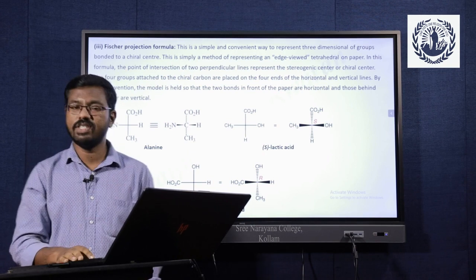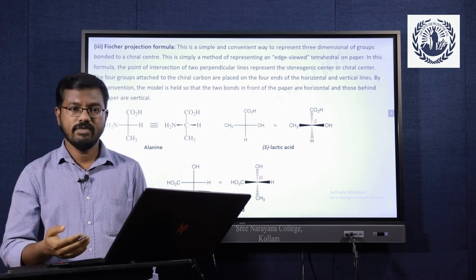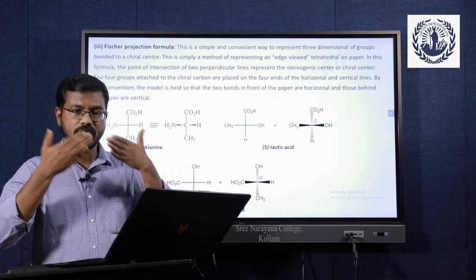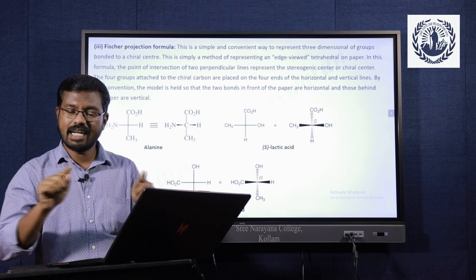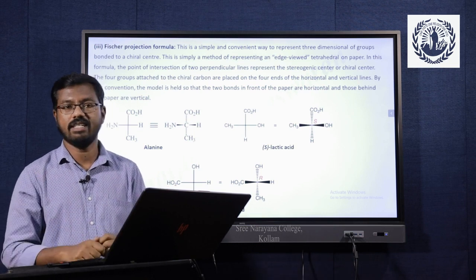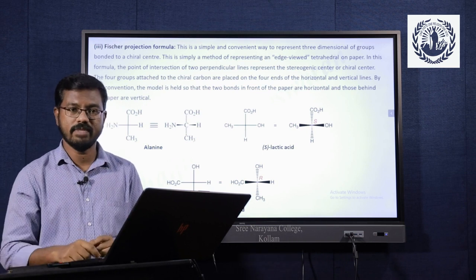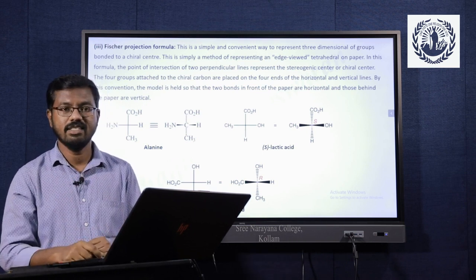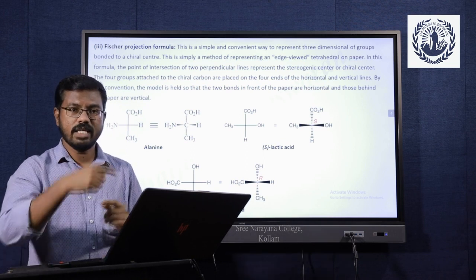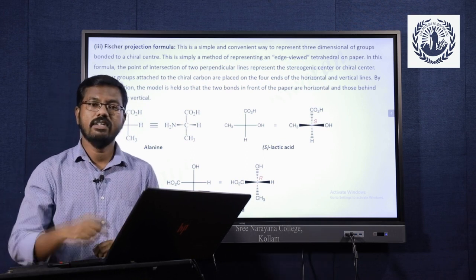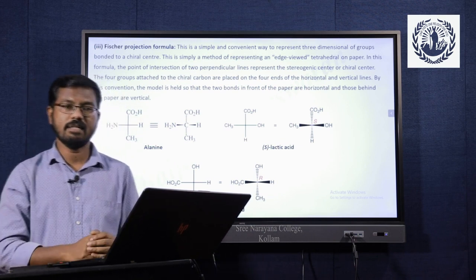So, by this convention, the bonds which are projecting towards the observer, that means represented by the wedge line, are attached at the edges of the horizontal line, and the bonds which are pointing away from the observer, meaning represented by the dashed lines, those groups are attached to the edges of the vertical line. Okay. So, I have shown some examples here.